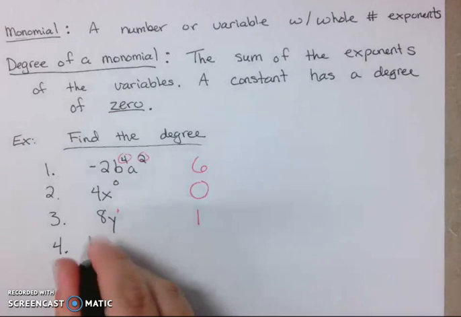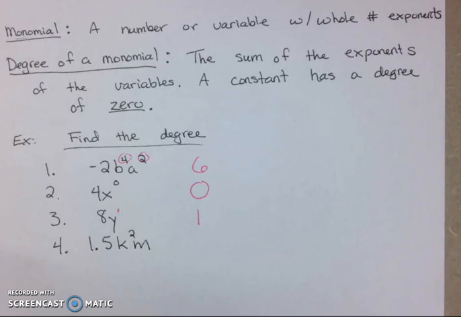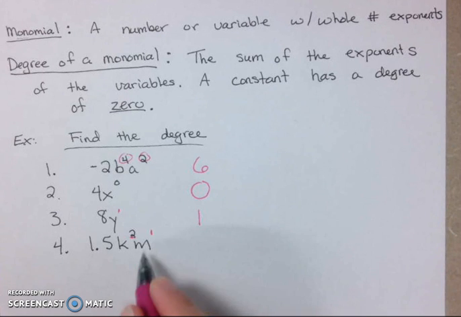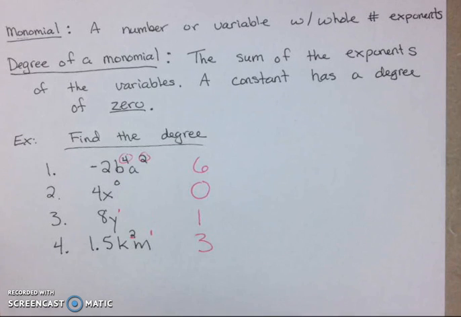Okay, let's do one more. So 1.5 k squared m. Numbers don't have degrees. This has a degree of 2. This has a degree of 1. There's one m there. So 2 plus 1. That has a degree of 3.